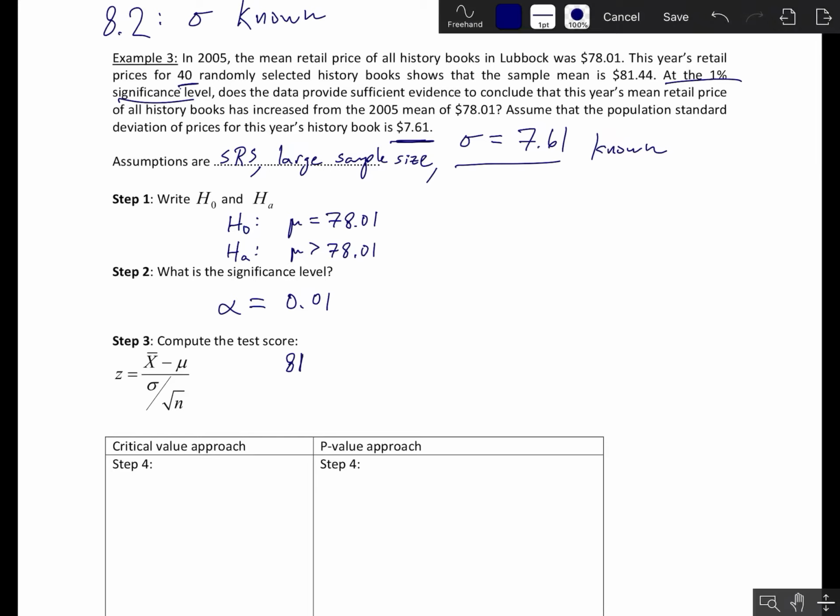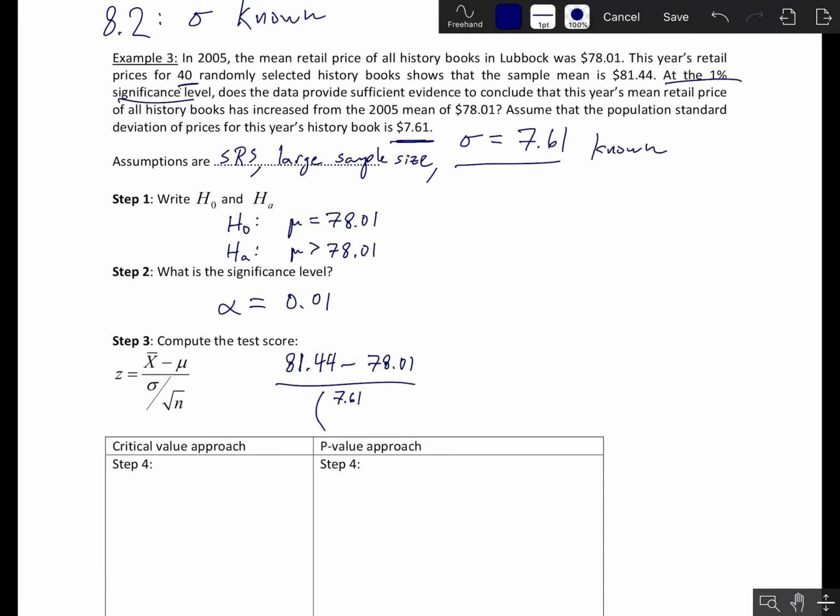In step 3, we're computing the test score. So we're going to take our sample mean, which was 81.44. We're going to subtract the old mean, which is 78.01. The mean that you subtract off here is always the mean that you get from the null hypothesis. So that's where I'm getting this 78.01.